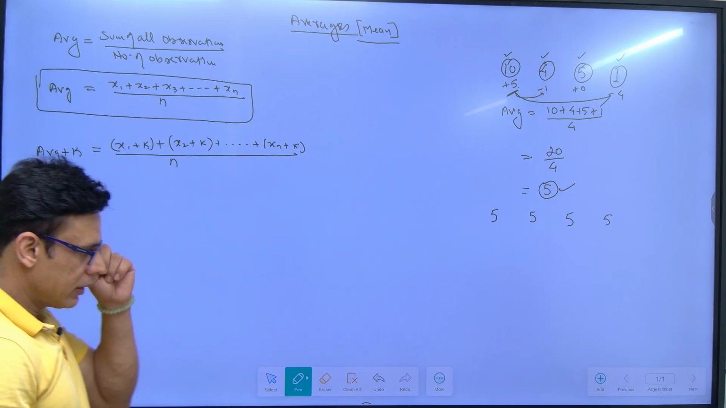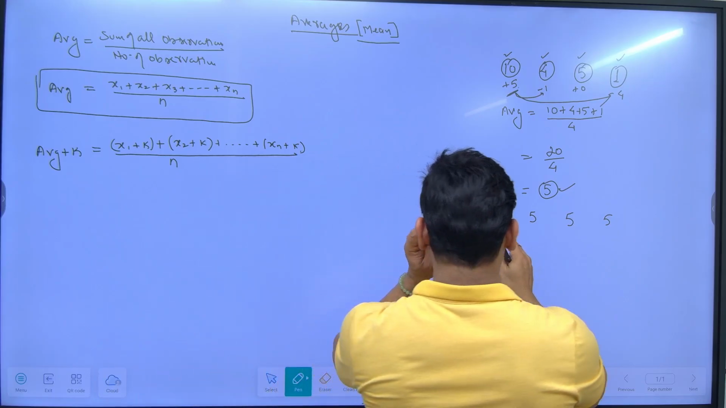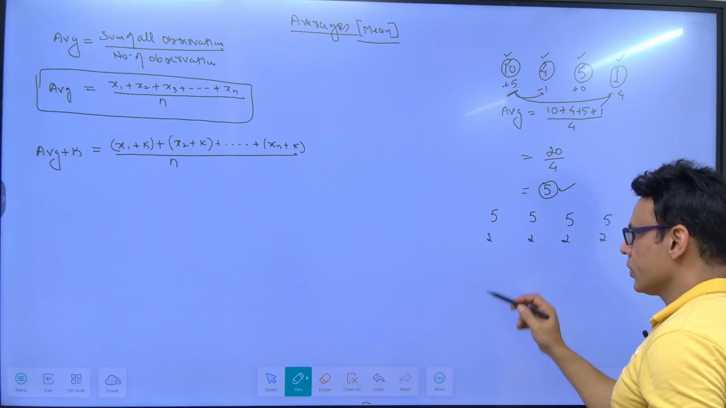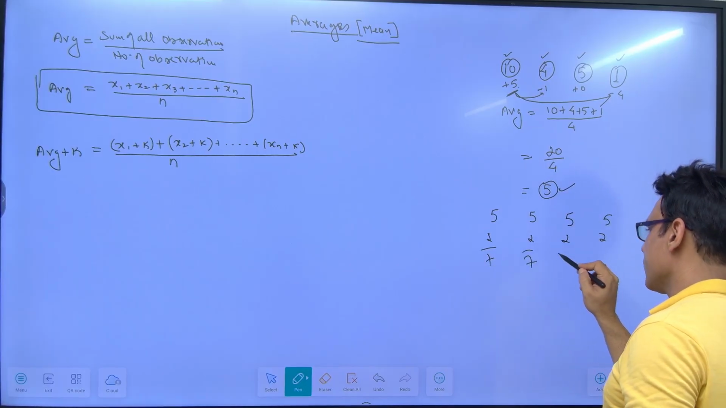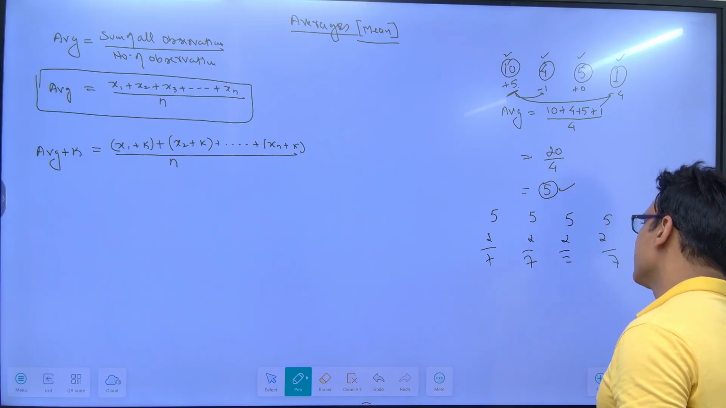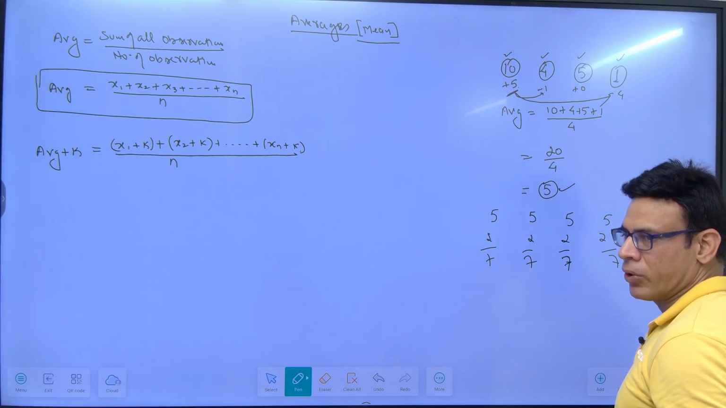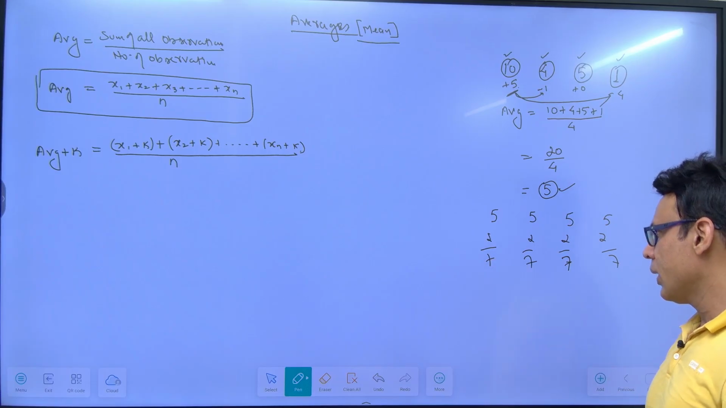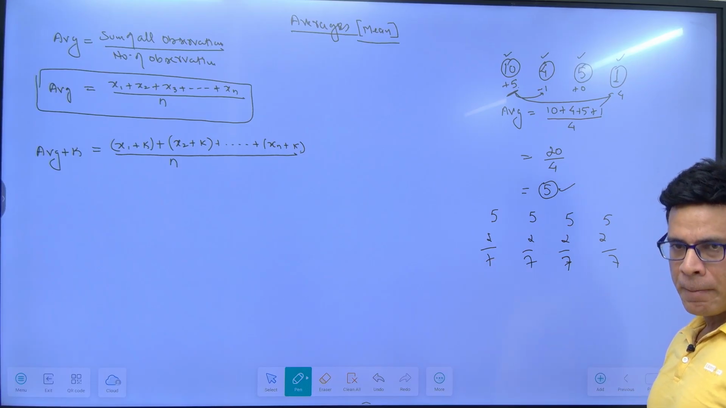For example, they have 5 chocolates. You give 2 to each. So now this will have 7, this will have 7, this will have 7, and this will have 7. So average now will become what? 7 or not? So if you are increasing each term by 2, average will also get increased by 2.